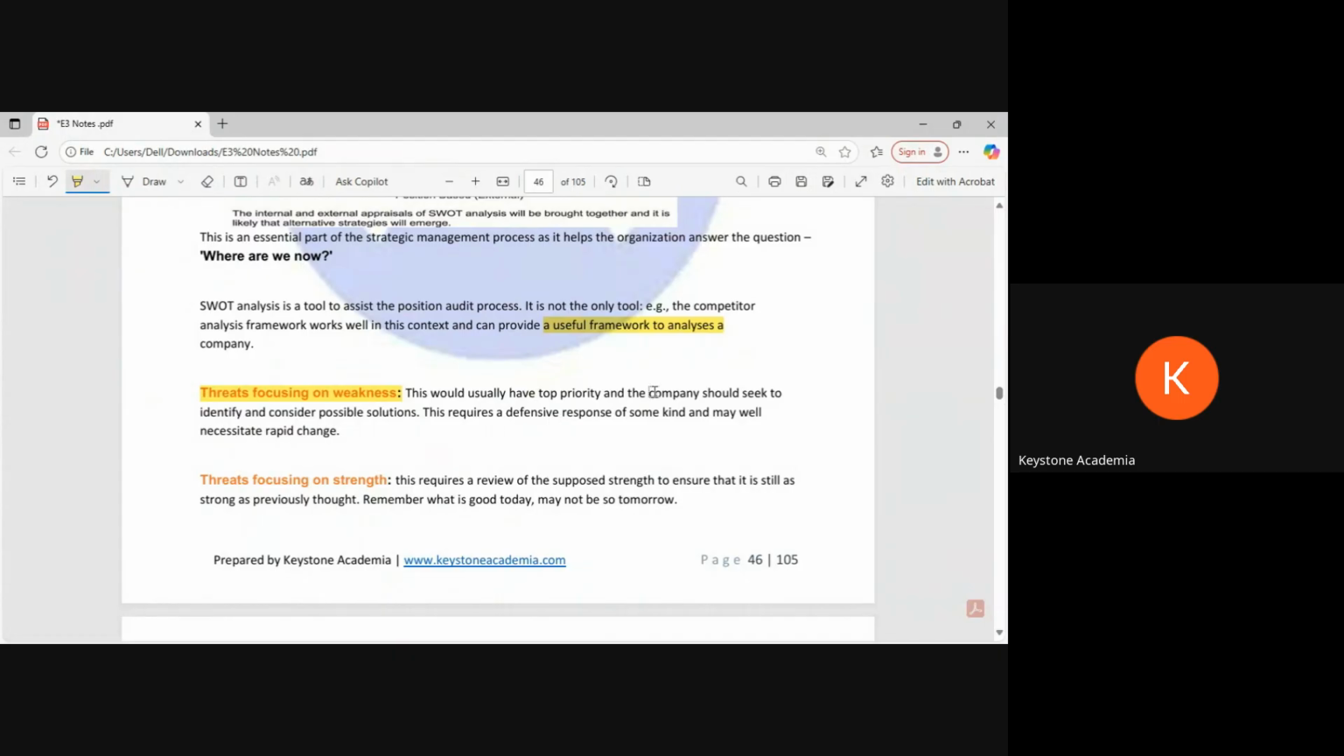This will usually have the top priority because this is about the maintenance. It's not about the growth. First we have to maintain, then only we can grow. It's more like a defensive response.